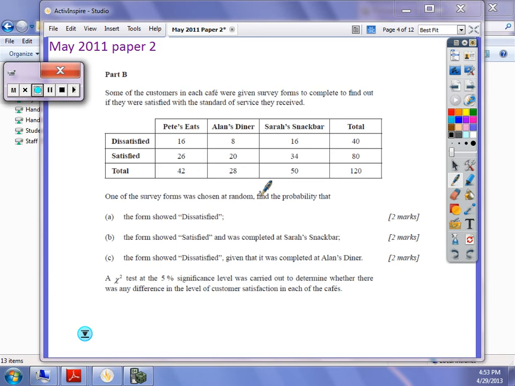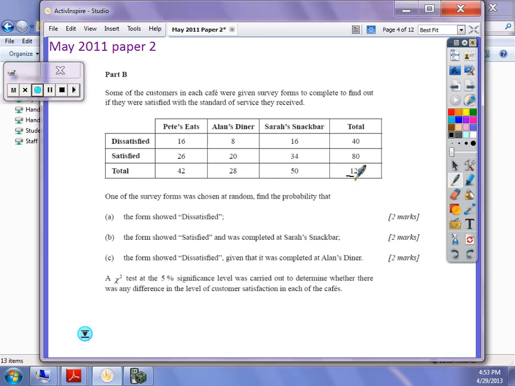The first says, what's the probability that the form shows dissatisfied? So we look at the total. We know the denominator of our probability is going to be 120. And leave your answer as a fraction. Remember that for IB, you do not need to reduce. So once you have found the numerator for this problem, move on to the next part.